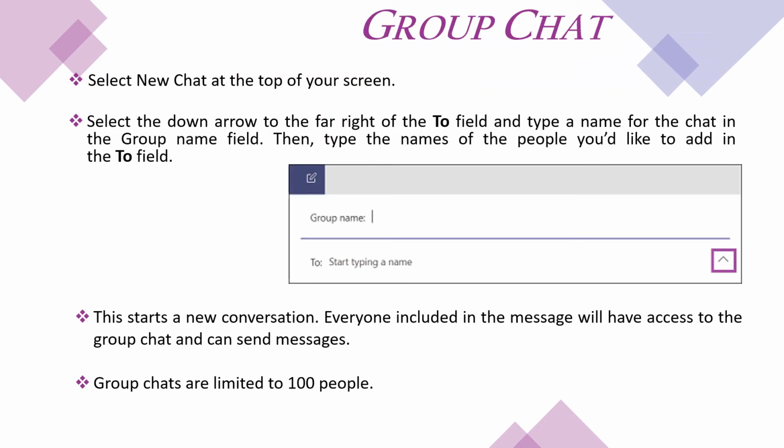To start a group chat, you're going to go back to New Chat at the top of your screen. Then when this box opens, select the down arrow to the far right of the To field and enter in a group name. This group is going to be the Outgo TEC training team. Below, I'll then start to put in names of people that I want to be on this group chat.